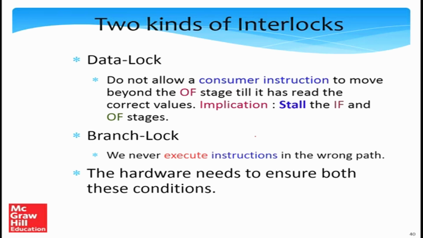In a branch lock condition, we will never execute instructions which are on the wrong path. Why would instructions be on the wrong path? They will be there in the wrong path because the branch is resolved in the EX stage, and in the IF and OF stage we'll be fetching the two instructions immediately after the branch, and these instructions might have been fetched incorrectly because the branch might be taken. So we will have to ensure that such kind of instructions are never completely executed. So the hardware needs to ensure that both these conditions hold, and these conditions, the data lock and the branch lock conditions, are together called interlocks.